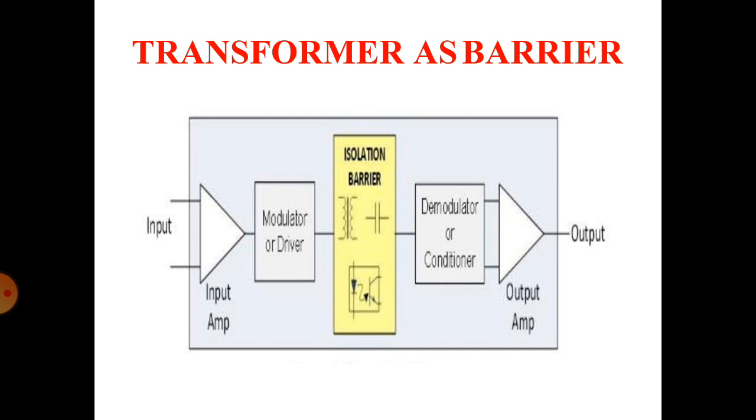In the previous slide, the isolation barrier separates the input and output sections. So the transformer is used as an isolation barrier. This is the function of the transformer as barrier: input circuit and output circuit. In the input circuit we are using the primary and modulator. In the output circuit we are using the demodulator and conditioner. So that's all about the transformer as barrier circuit.